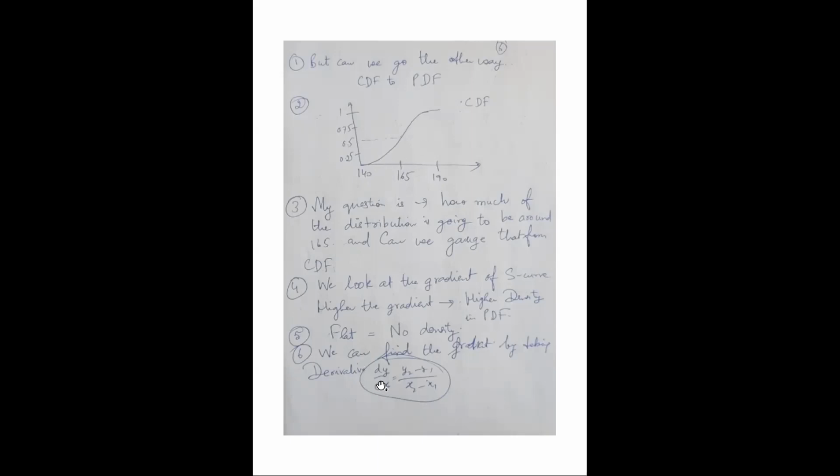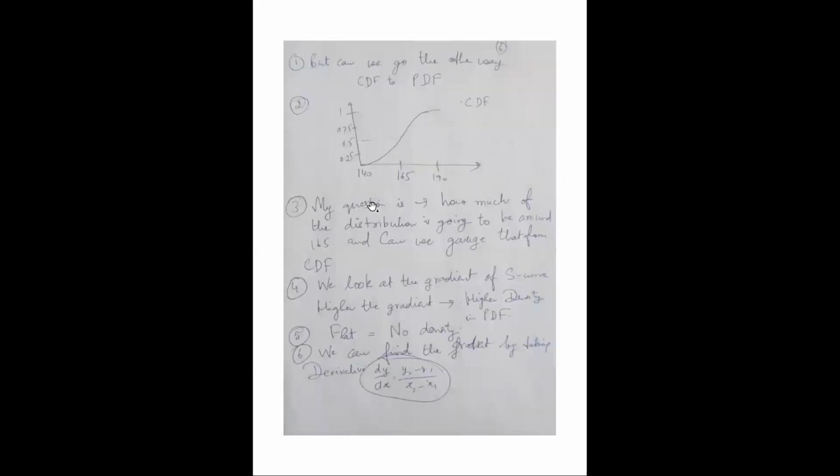We all know that it is dy by dx. We need to get 2 points, y2 minus y1 divided by x2 minus x1, and we can find out the gradient. Now let us look here. Gradient is defined as the rise in the curve divided by the run of the curve. Run means the x-axis values, and rise means how much the curve is rising. And this is represented by delta.